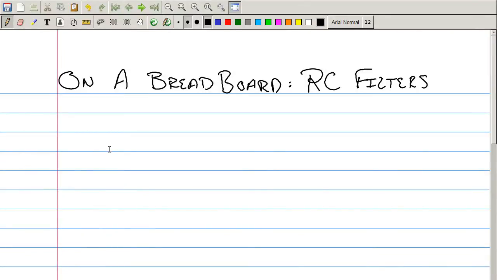Today on A Breadboard, we're going to be talking about RC filters. Now, I did an Electronics 101 video on this, but on A Breadboard, we're going to be looking a little more in depth as to how they work and a little explanation as to how the math comes out.